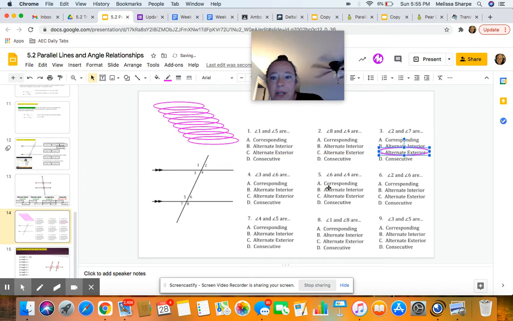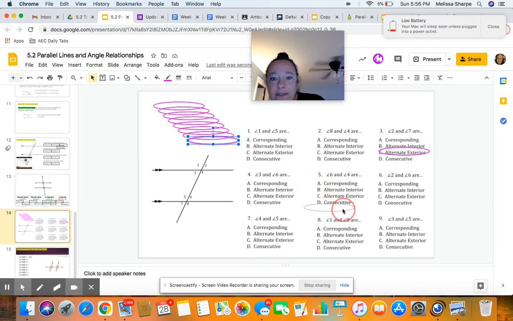What about number 5? Look at number 5. Angle 6 and angle 4. Those are consecutive interior. Sometimes they leave out that word interior. All right. What about number 7? Angle 4 and angle 5. They are alternate interiors.